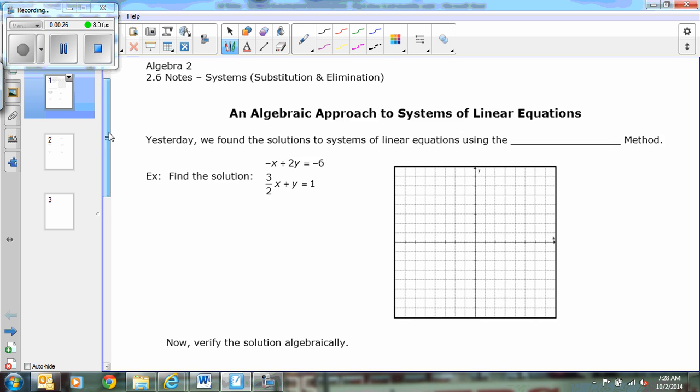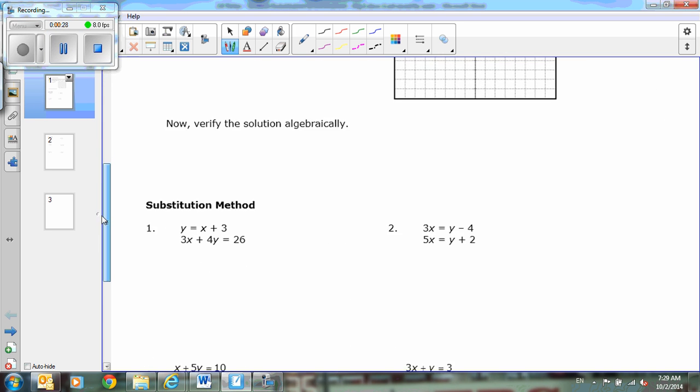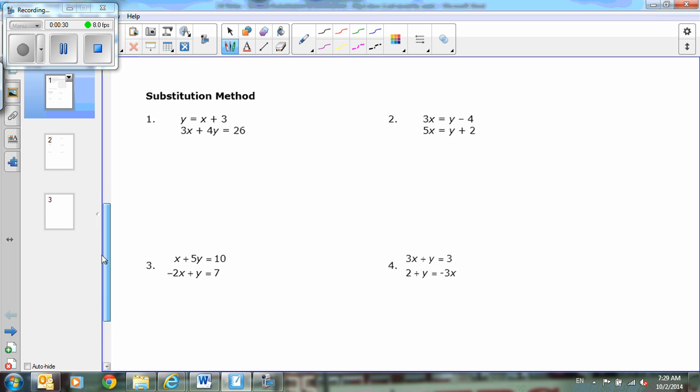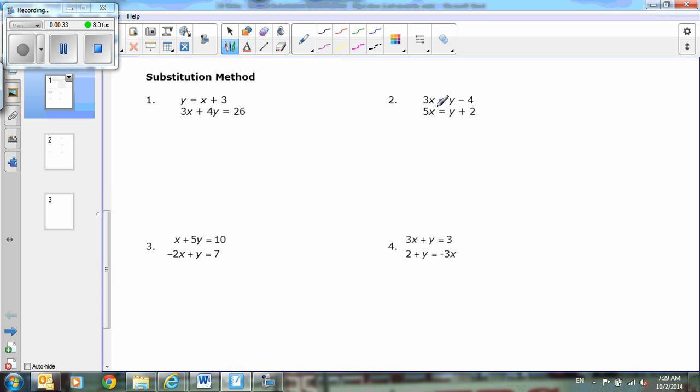So let's go ahead and take a look at example number 2. We're going to solve the system of equations in example number 2 using the substitution method. If you take a look at these two equations, when you do the substitution method, you want to solve one of the two equations for either x or y. If you look at this first equation, it looks like it would be very simple. We could solve this equation for y in just one step. So I'm going to go ahead and rewrite that first equation and solve it for y.